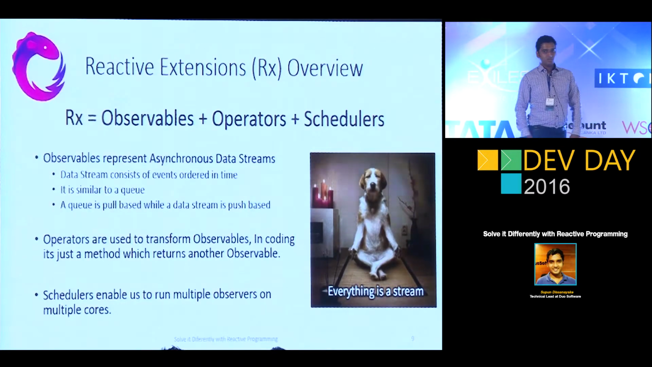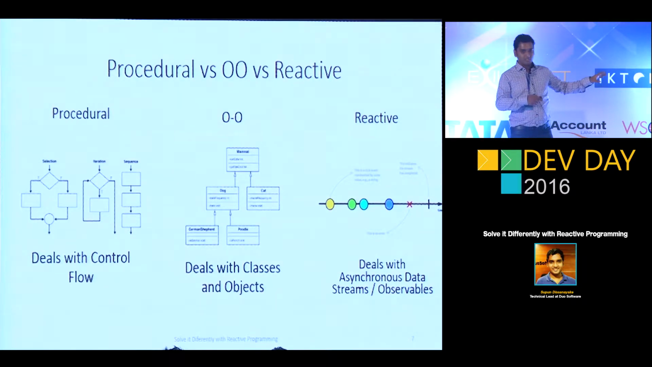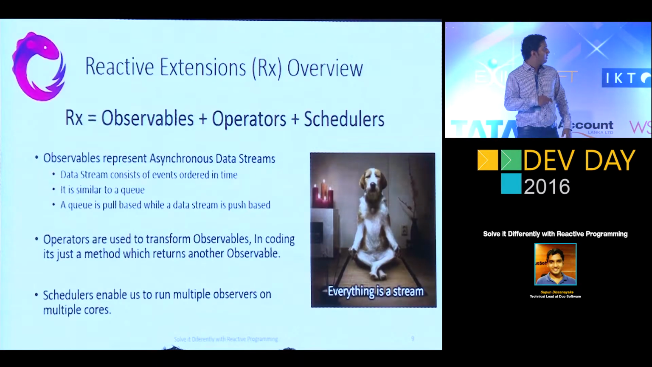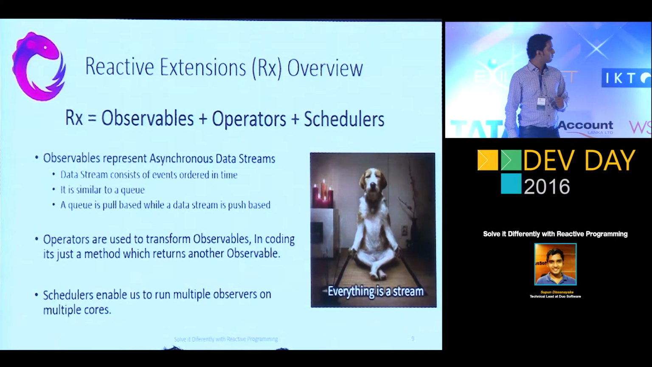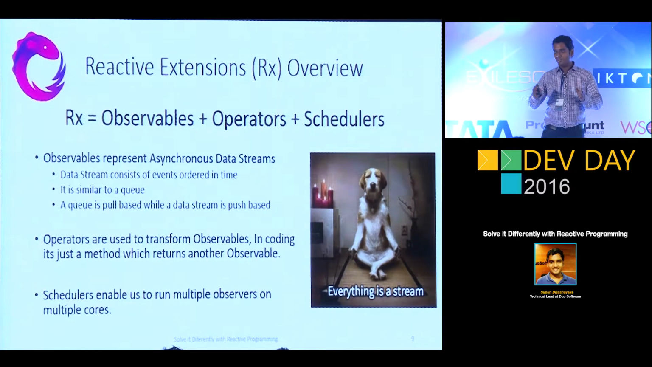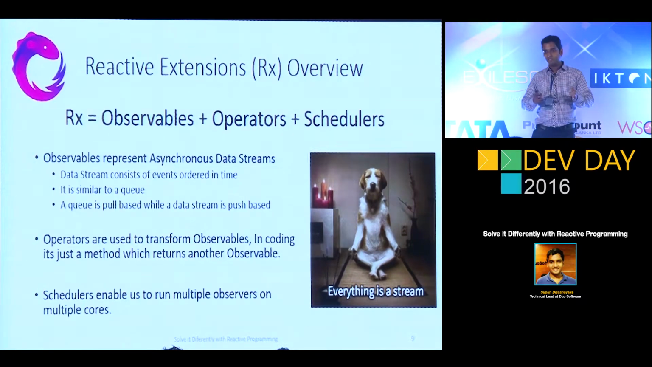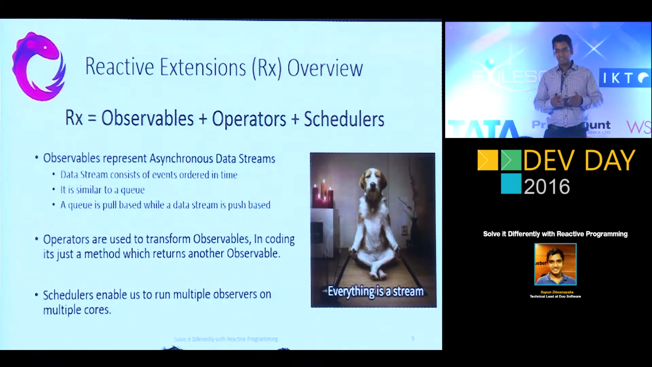Reactive Extensions has three main building blocks. The first one is called observables. As I mentioned in my previous slide, this reactive program represents a marble diagram. It deals with asynchronous data streams, similar to how in object orientation we deal with objects and classes. Observables in Reactive Extensions represent those asynchronous data streams. An asynchronous data stream has a set of events that are ordered in time. It also has characteristics similar to a queue, which is both pull-based and push-based. I'll be talking about those pull-based and push-based characteristics later.